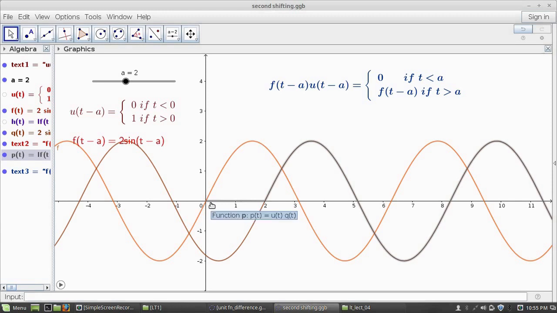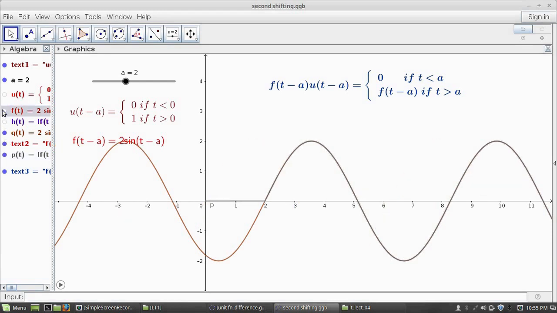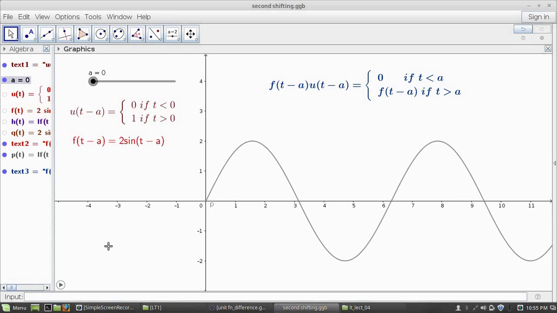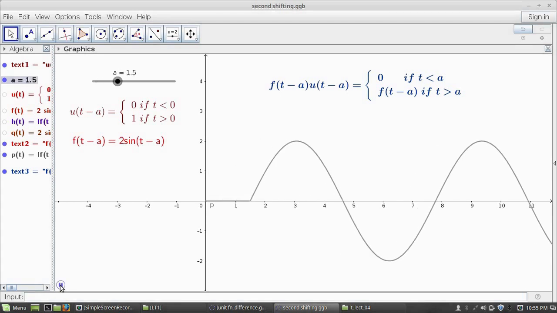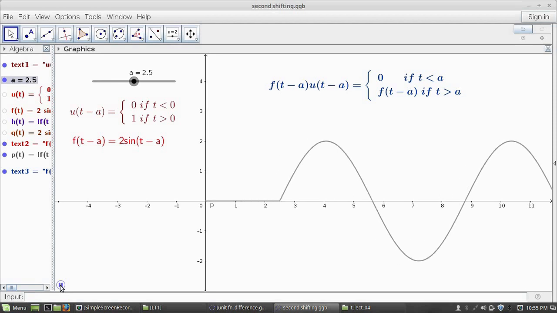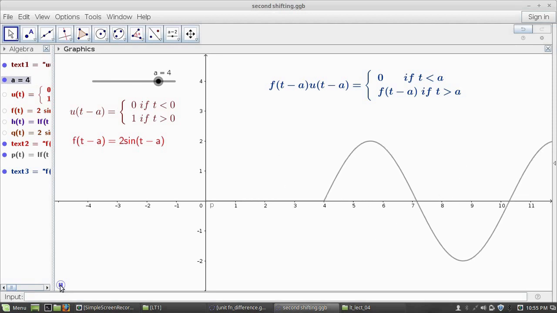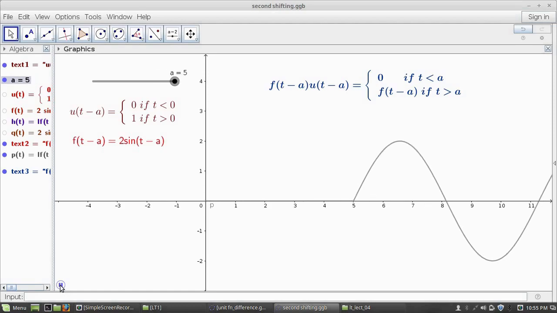See this blue curve. That means that blue curve, f(t - a) u(t - a), has the value 0 to the left of t = a, and has the value f(t - a) after t = a. So if we change this parameter, we can see how f(t - a) u(t - a) works. For all t less than a, the output is 0, and the function starts after t = a.